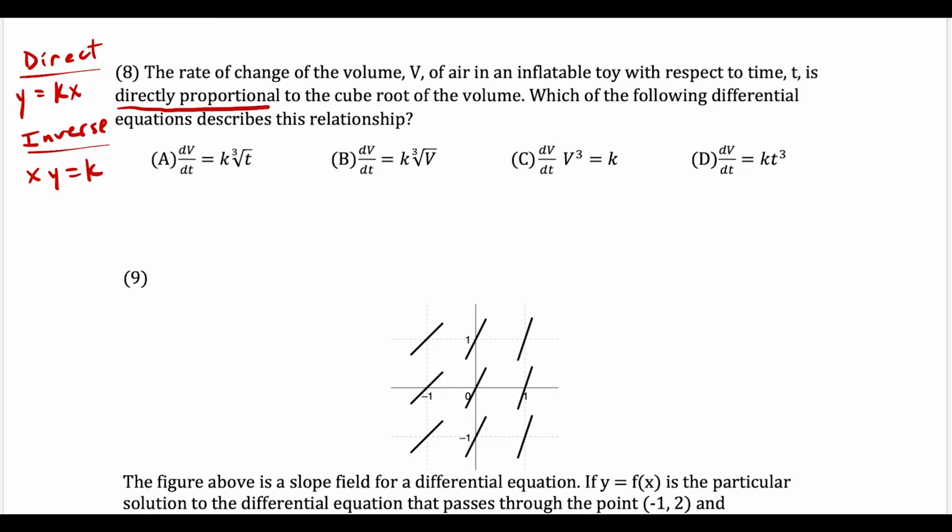So then what we have to do is just translate everything piece by piece. The rate of change of volume V is dV over dt. Directly proportional means a constant times whatever the next phrase is, the cube root of the volume. The cube root of the volume would just be the cube root of V, like this. Which of the following describes this relationship? So then we just have to go searching here. If we look a little bit carefully, we can see choice B is going to match what we have written.